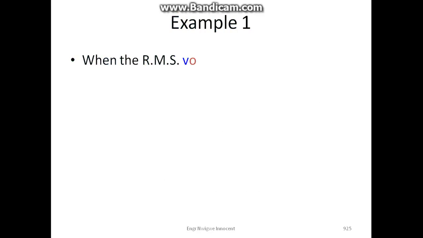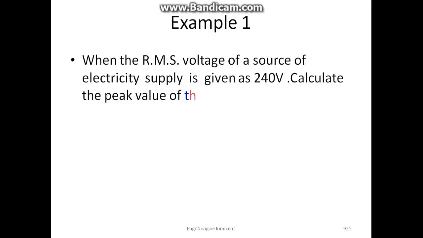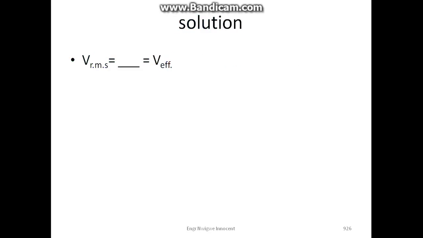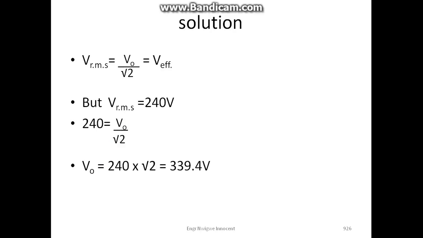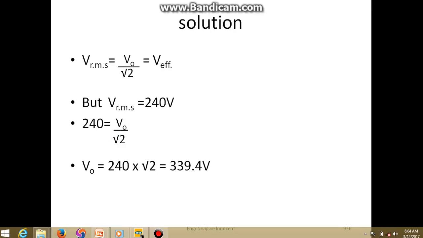Example 1. When the root mean square voltage of a source of electricity supply is given as 240 volts, calculate the peak value of the supply. Solution: V RMS equals V0 over square root of 2 equals V effective, but V RMS is 240 volts. 240 equals V0 over square root of 2. V0 is now equal to 240 times square root of 2, which gives us 339.4 volts.